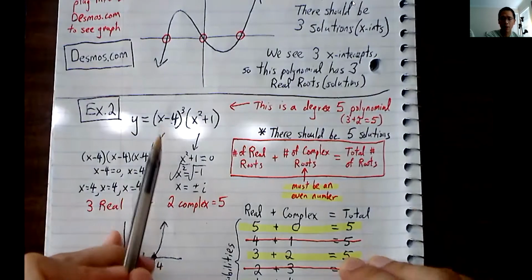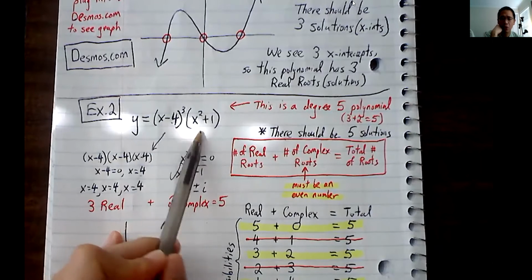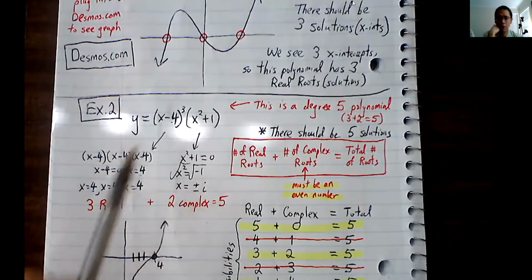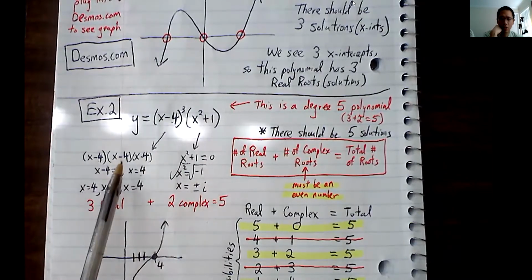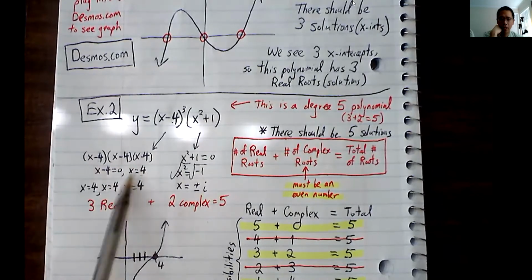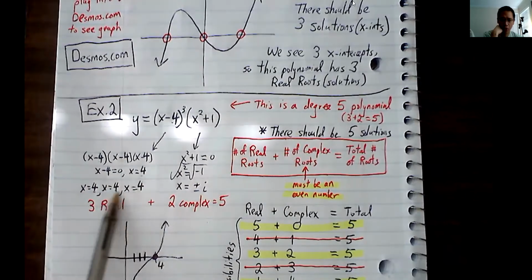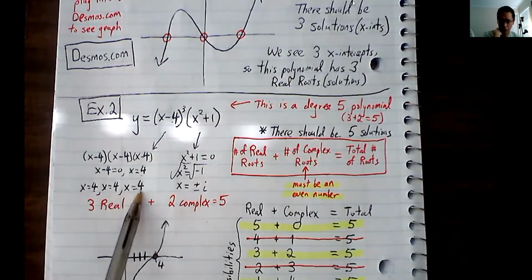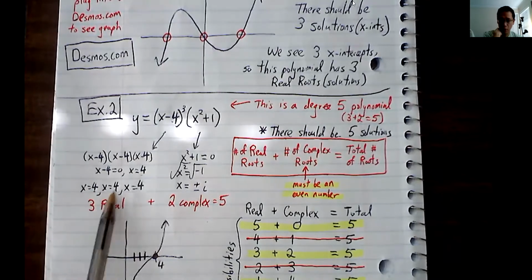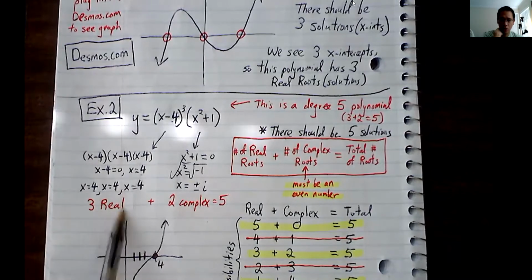Now let's go to our problem. x minus 4 cubed times x squared plus 1. If I set both equal to 0, I can find this algebraically. So this is really x minus 4 times x minus 4 times x minus 4. If we set all of them equal to 0, we get x equals 4, x equals 4, x equals 4. Now these are 3 real roots. Even though we see repeated solutions, we still consider this as 3 real solutions.